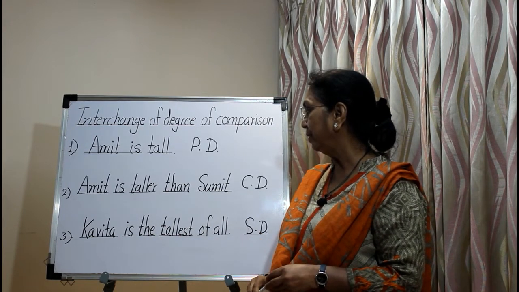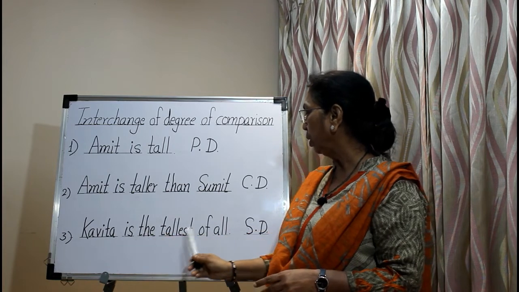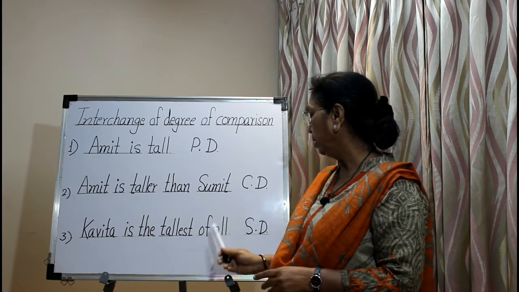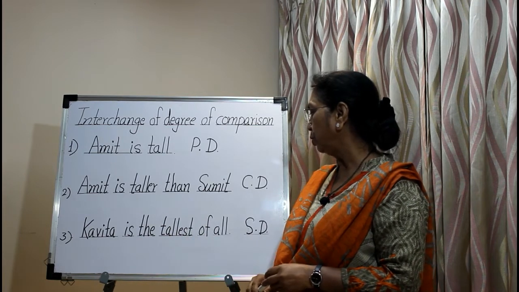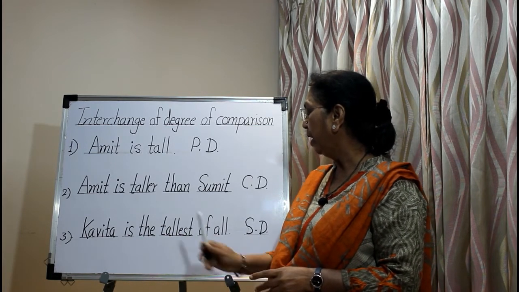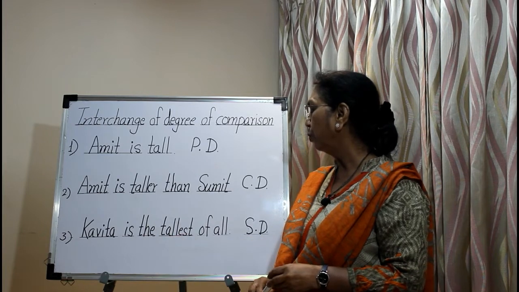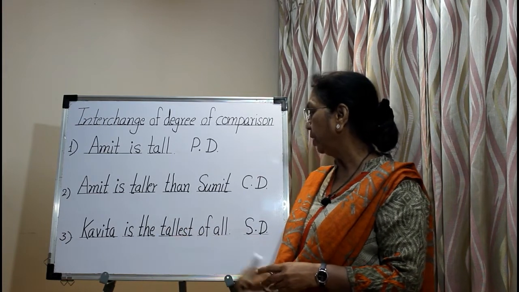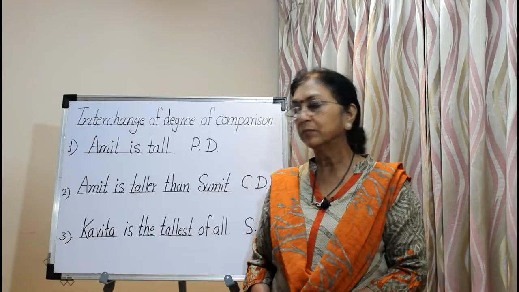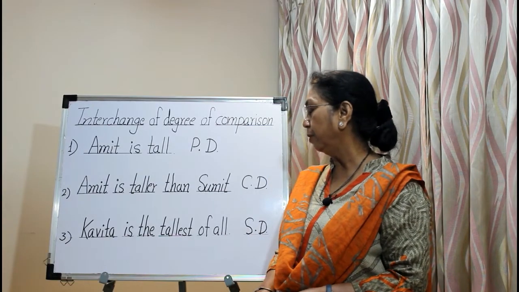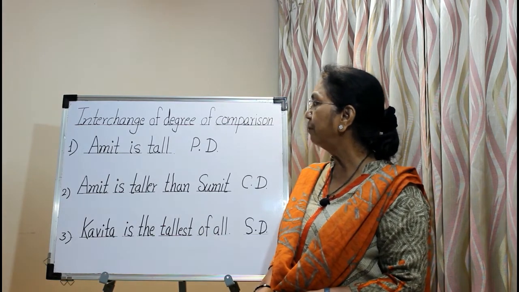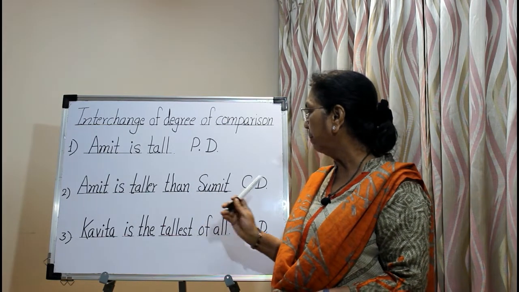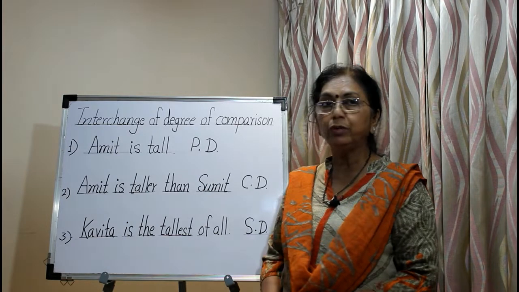In third sentence, Kavita is the tallest of all. It is a superlative degree. Adjective plus est shows it is a superlative degree and the article the is used before the adjective tallest. In a superlative degree, more than two things are compared. So, these are the examples of positive degree, comparative degree and superlative degree.